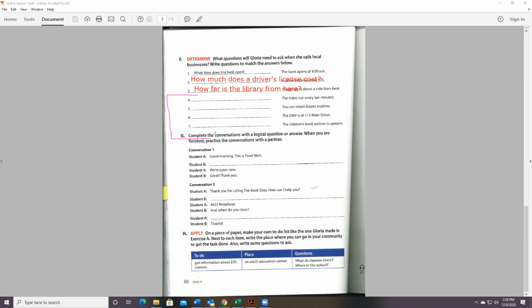All right. So let's look at G. It says complete the conversations with a logical question or answer. When you are finished, practice a conversation with a partner. Okay, so let's look at conversation 1.